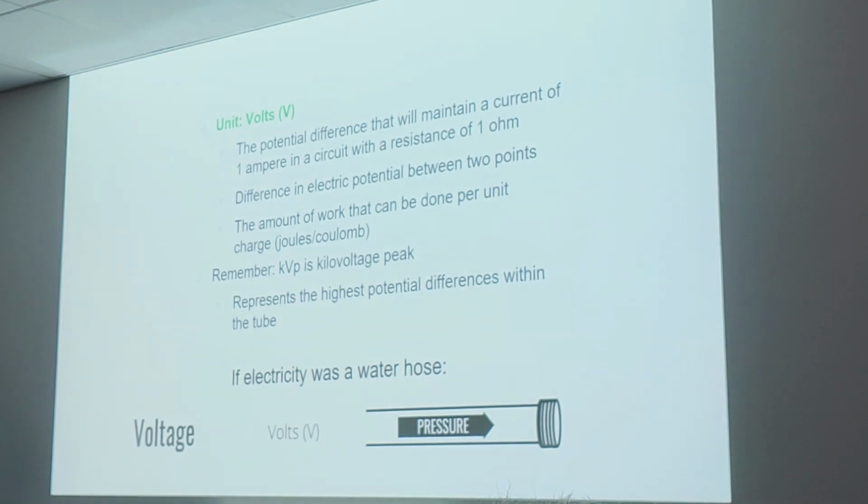So let me go over this first. Voltage, which is measured in volts, is the potential difference that will maintain a current of 1 ampere in a circuit with a resistance of 1 ohm. So basically that means one volt is equal to 1 ampere. What does ampere refer to? Current, or the number of electrons. And it would have a resistance of 1 ohm. So V equals I times R. Okay?